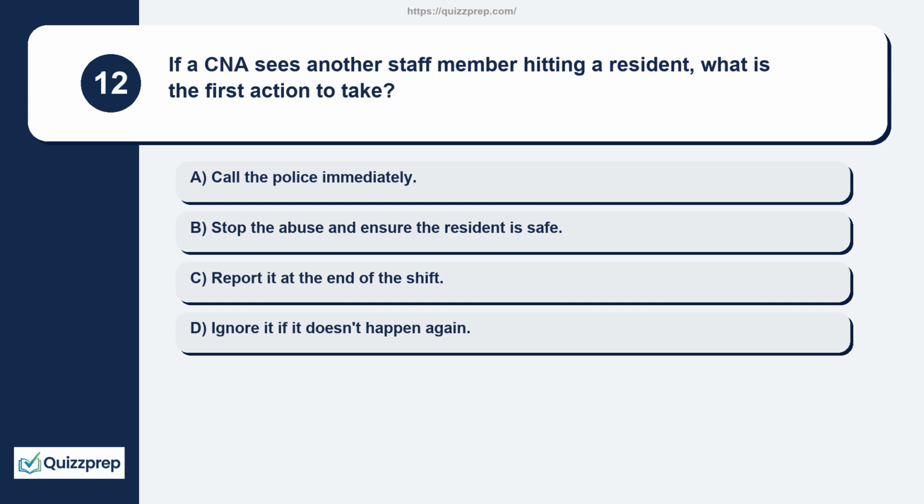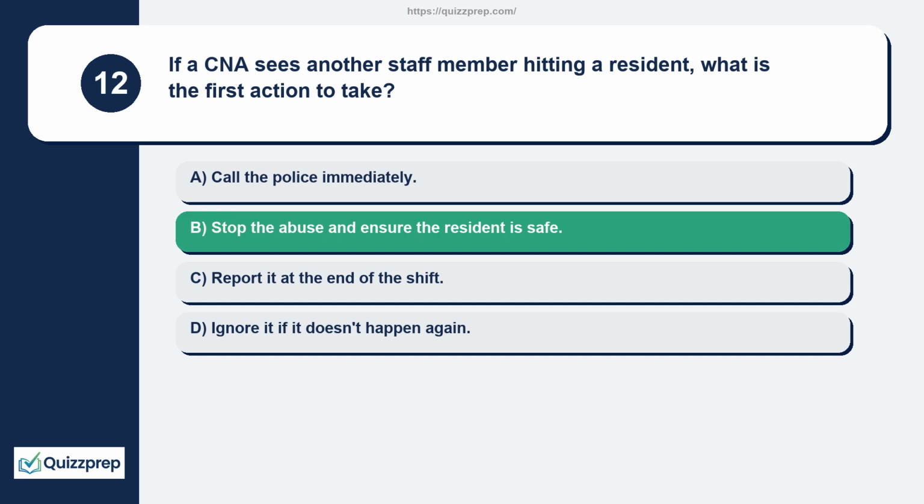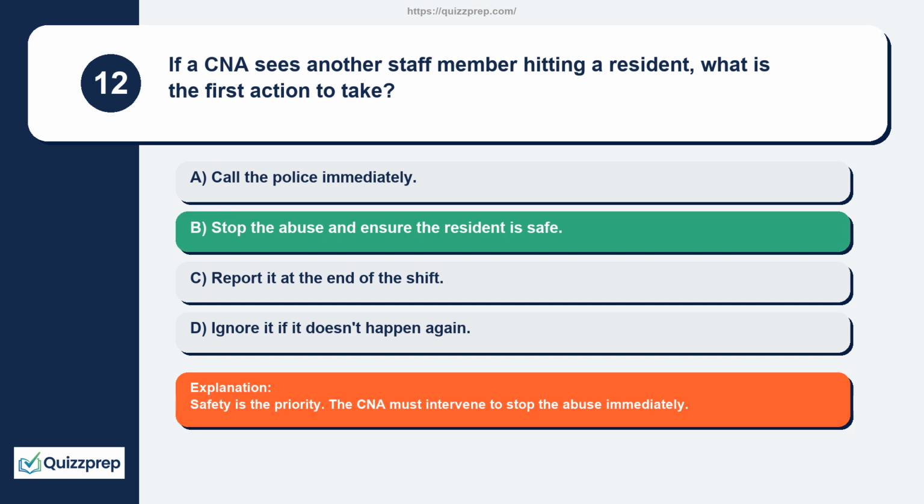Question 12. If a CNA sees another staff member hitting a resident, what is the first action to take? Call the police immediately, stop the abuse and ensure the resident is safe, report it at the end of the shift, ignore it if it doesn't happen again. Safety is the priority. The CNA must intervene to stop the abuse immediately.